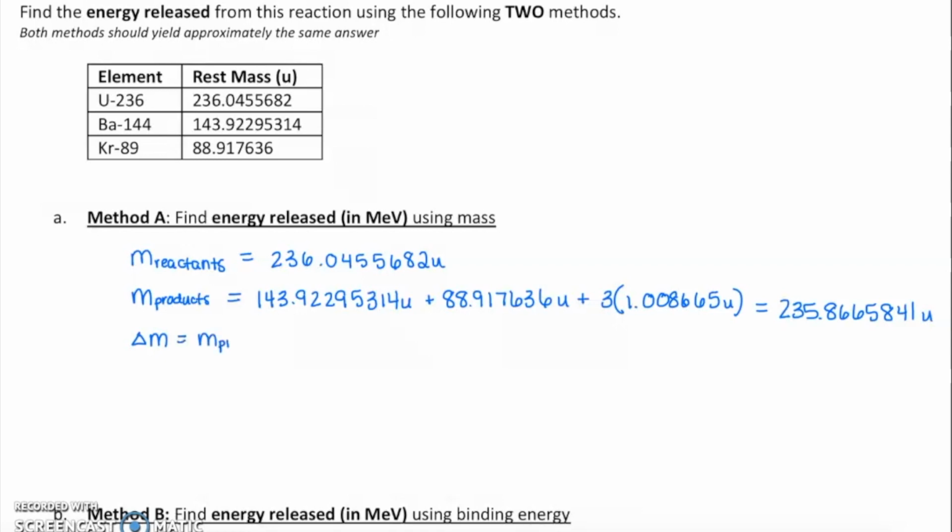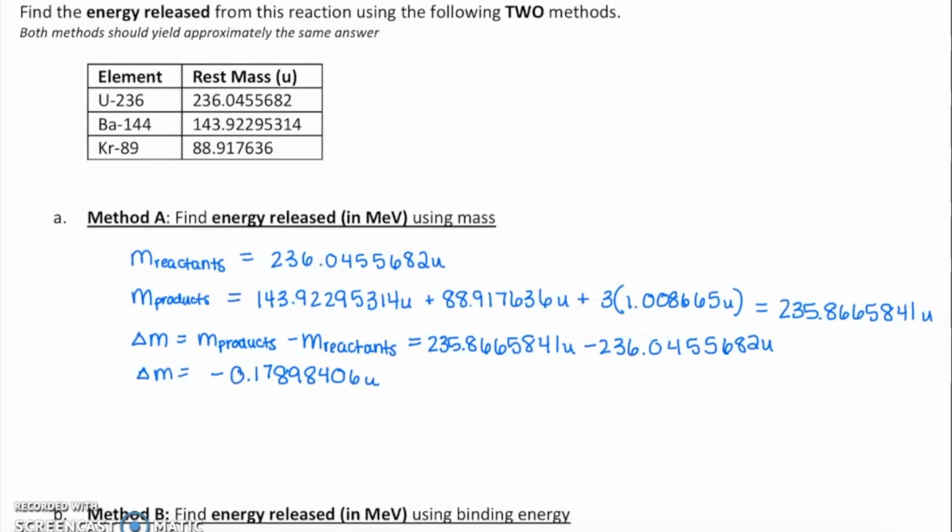The mass of the products minus the mass of the reactants. And careful as you do these calculations, remember that we want to carry all the decimals through, no rounding until the very end. And my change in mass is coming out to be a negative number, just as I would expect. That's because the mass of my products is less than the mass of my reactants. So I'm going to take this supposed lost mass and turn it into energy released.